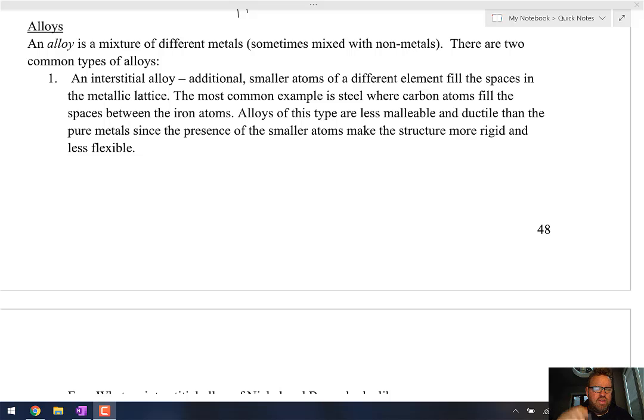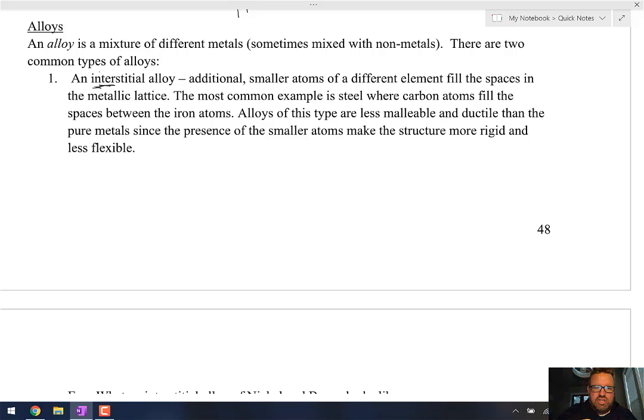Now within alloys, there are two different types of alloys. One is called an interstitial. And remember, just like intermolecular forces, inter means between. So that's how I remember the difference between them. Interstitial is like intermolecular, in that it's between two or more atoms. Now, how does that help us remember what it is?